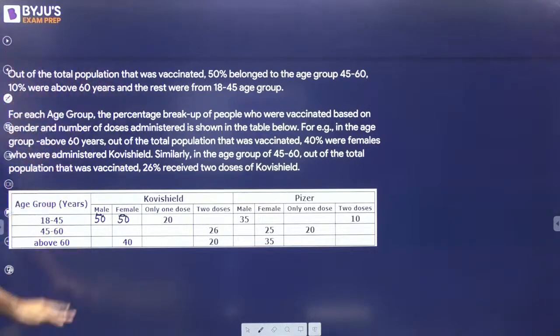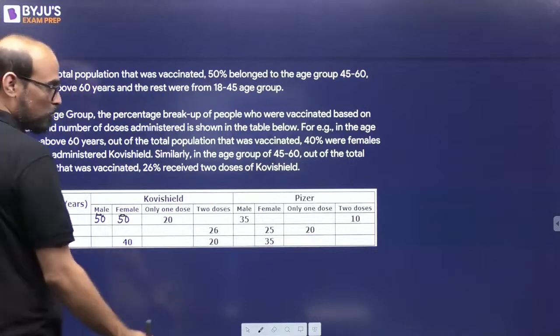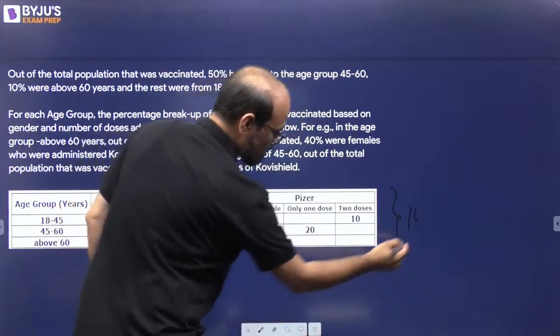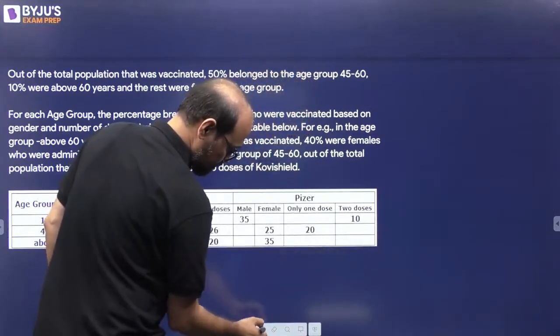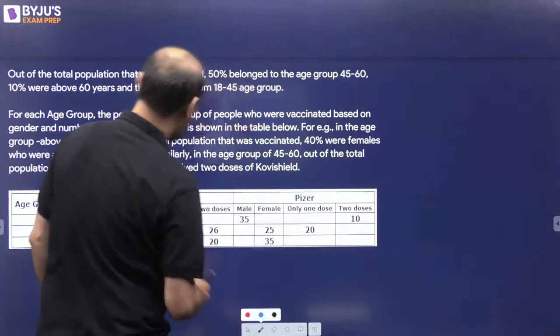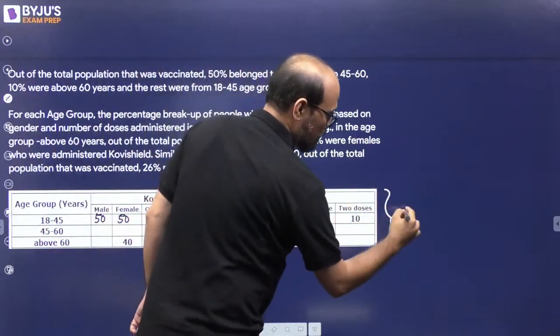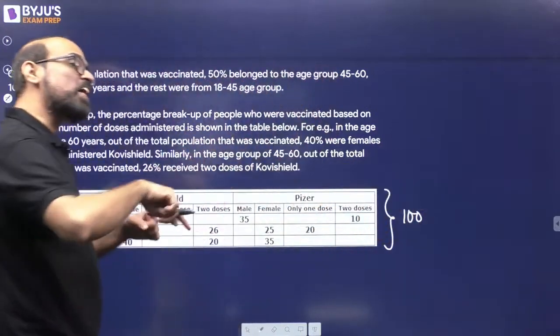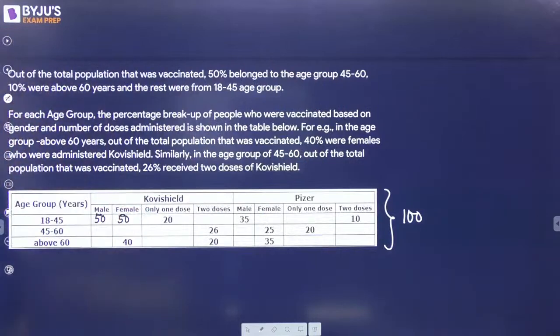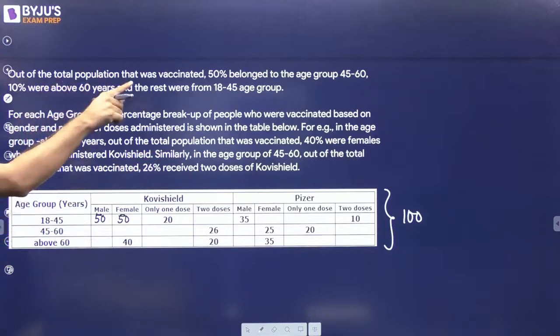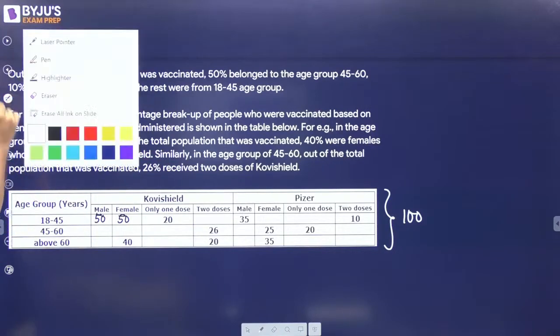Suppose the total people we have is 100. ठीक है, total 100 है. Suppose total people right now is 100, which does not account for people of age group less than 18 years. So out of those 100 people who were vaccinated, ये वैक्सीन का अपना चार्ट है, जो लोग वैक्सीनेटेड नहीं है वो इधर नहीं है. 50% belong to the age group 45 to 60.